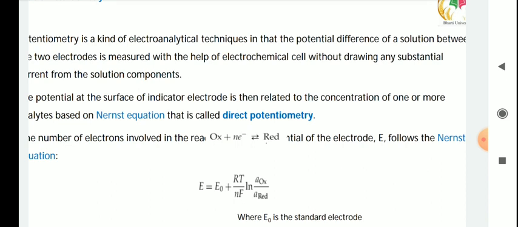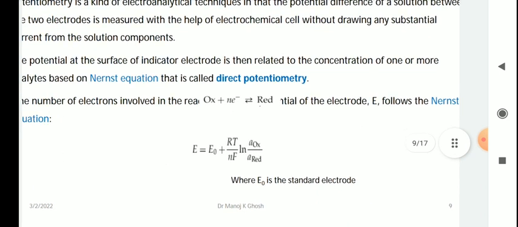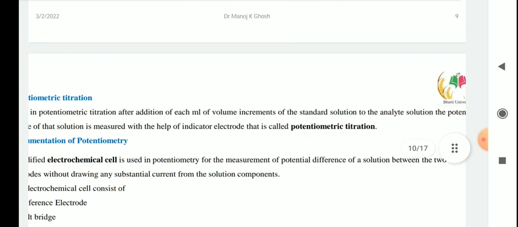Thus, the number of electrons involved in this reaction, in oxidation plus n electrons, is denoted by the symbol n. An electron is denoted by the symbol e negative. A reversible reaction occurs and the product is the reduced form. The potential of the electrode is the EMF through the Nernst equation. This is the Nernst equation: E is equal to E0 minus RT by nF log activity of oxidized form by activity of reduced form, where E0 is the standard electrode potential.